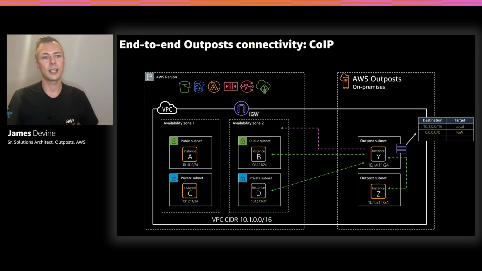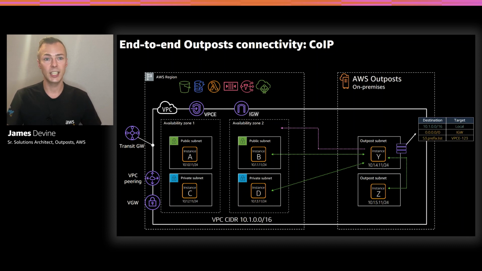We can have further routes in this route table as well. So within the region, we might have a transit gateway connected to our VPC. We might also have some VPC peering this VPC into another VPC, and also a virtual private gateway, a VGW, that provides VPN connectivity to other locations. Well, these can all be destinations in our Outpost subnet route table.